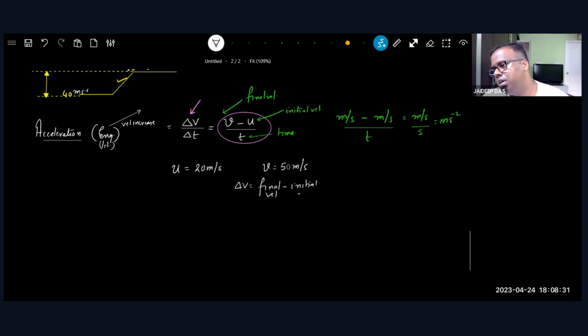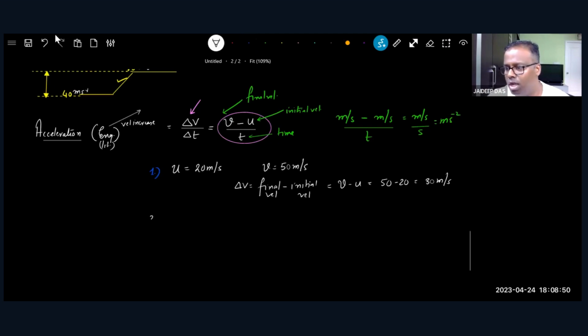Final velocity minus initial velocity. V minus U, which is 50 minus 20, which is equal to 30 meters per second. Got it? Sanvi, now pay attention. Your query will be answered. This is my iteration 1.